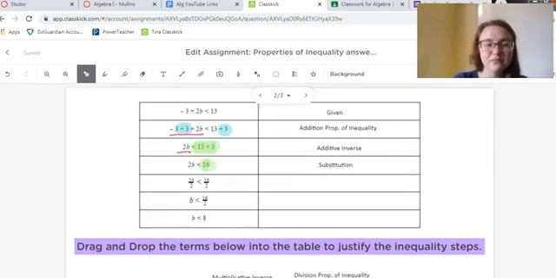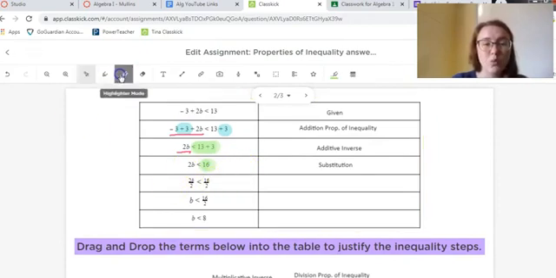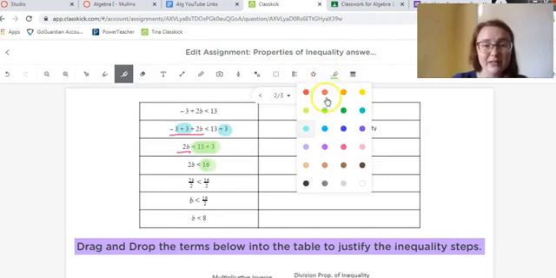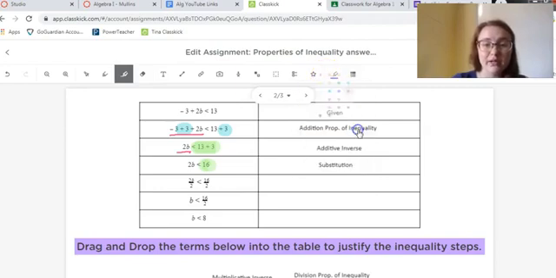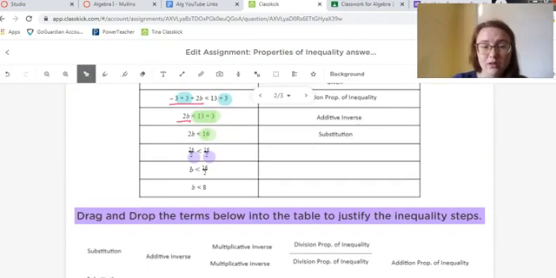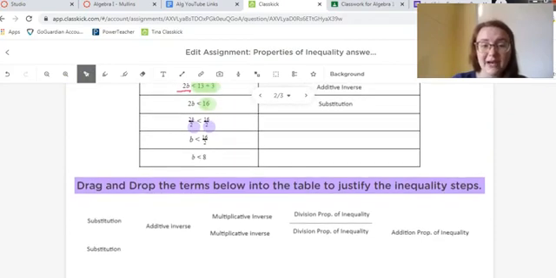Okay? So now I'm going to look at my next step and say, what makes this step different from the one before it? Well, I'm dividing by 2 on both sides. That's what makes it look different than before. So what property says I can divide by 2 on both sides? The division property.